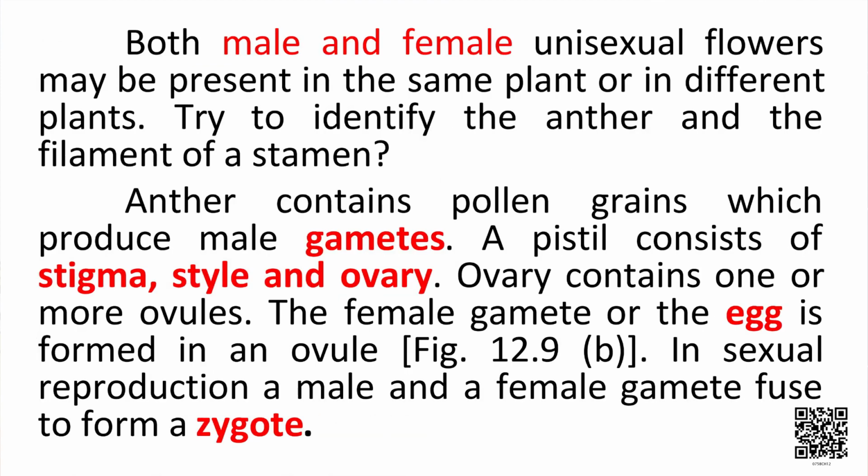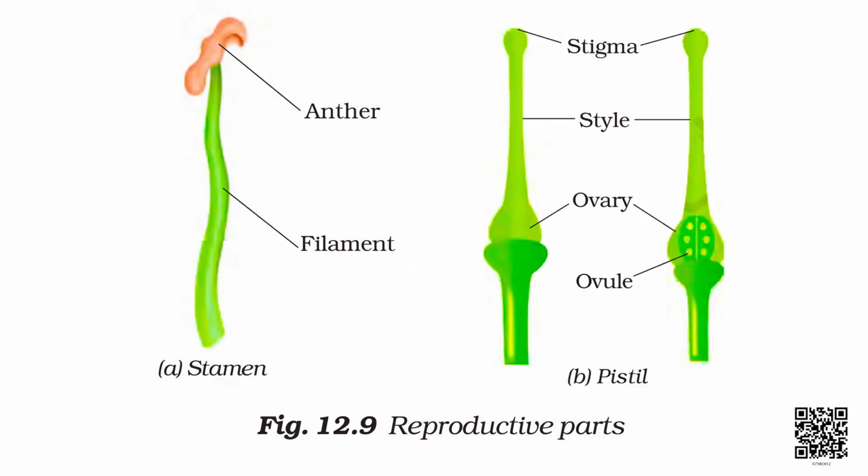Both male and female unisexual flowers may be present in the same plant or in different plants. Now, try to identify the anther and filament of a stamen. So, anther contains pollen grains which produce male gametes. A pistil consists of stigma, style and ovary. Now, ovary contains one or more ovules. The female gamete or the egg is formed in an ovule. In sexual reproduction, a male and a female gamete fuse to form a zygote.